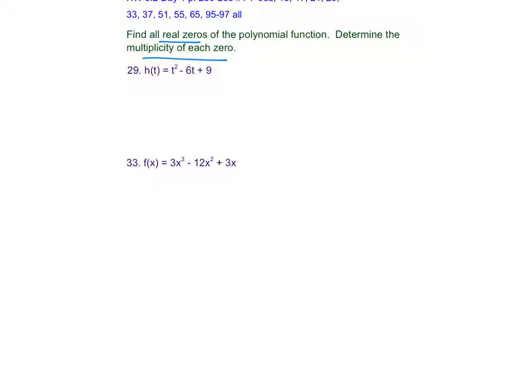So to find zeros, real or otherwise, we need to set y equal to 0, which in this case is f of x. So the equation we need to solve is 0 equals 3x cubed minus 12x squared plus 3x. If we can factor, that will be the easiest way to solve this equation. So I'm going to take out the GCF, which is 3x. That leaves us with x squared minus 4x plus 1.